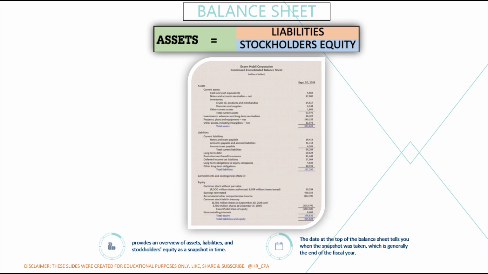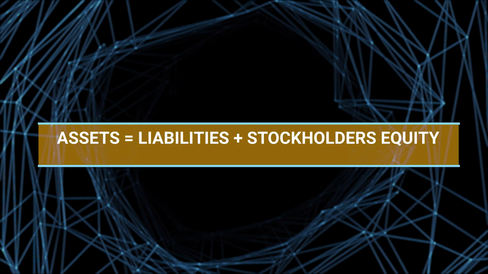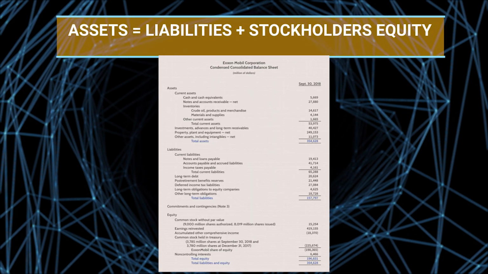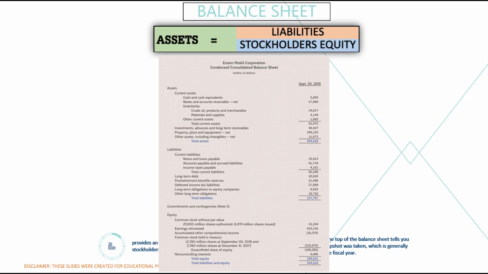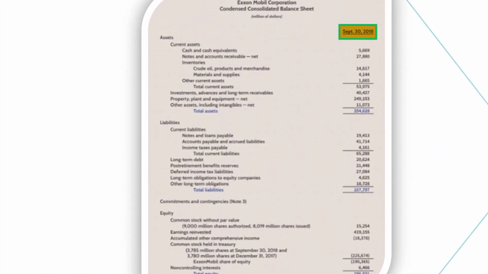This simply means that on your books, or that of the company you're working for, all the assets should always equal all the liabilities plus stockholders' equity. This rule to calculating and generating the balance sheet should apply across the board. The balance sheet is always labeled as a snapshot in time. The date at the top of the balance sheet tells you when the snapshot was taken, which is generally the end of the year or the end of the fiscal year, as you will hear a lot.